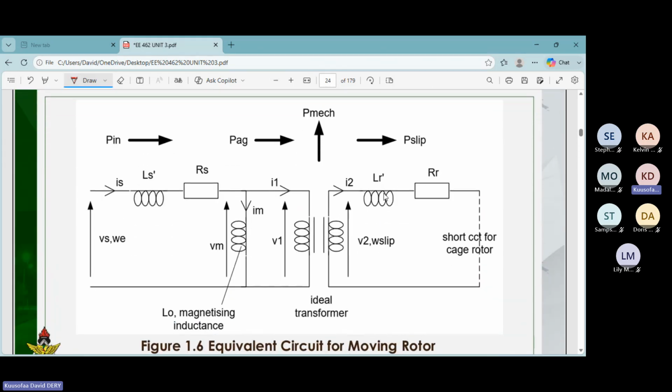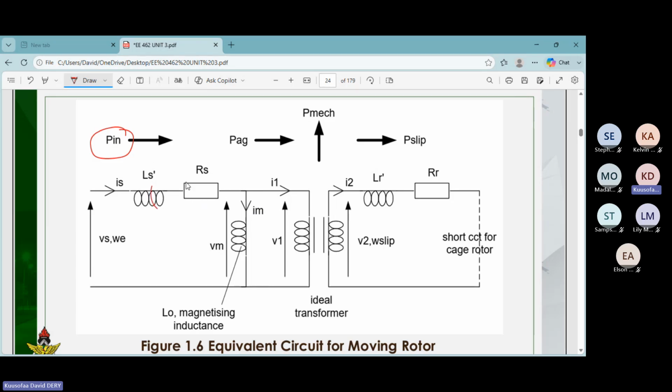So now let's understand another thing for motoring: the active power flow in an induction motor. When you supply power through the stator, that power is the input power. We know that there are losses in the stator, the copper loss and the core loss. But in this equivalent circuit, we are neglecting the core losses. So we only have the copper loss.